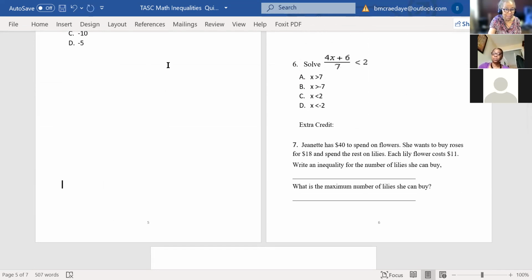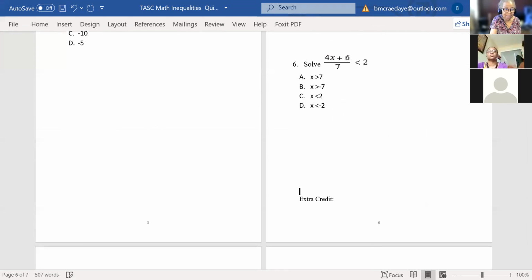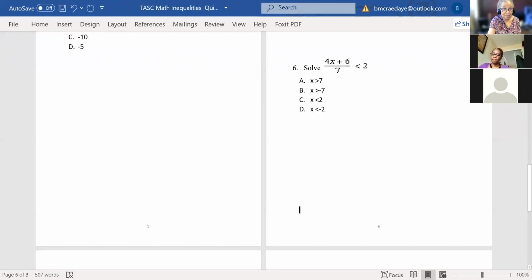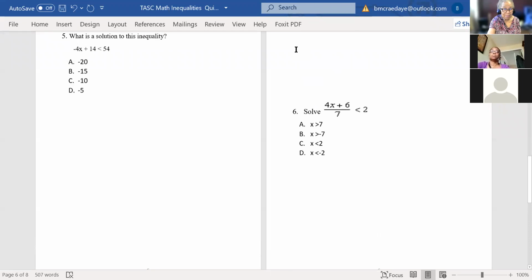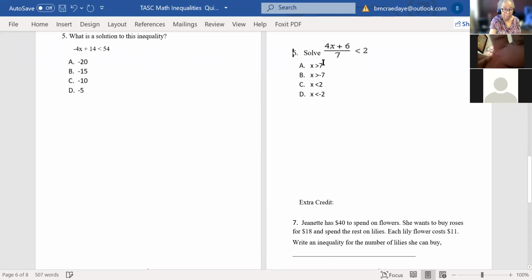Okay, well, you can work on that one. Now that's a division, so you know you're doing a multiplication, right? See, 4x plus 6 divided by 7, that's a division. That means the opposite is multiplication. So you're going to first do a multiplication, and then you can go to your next steps.